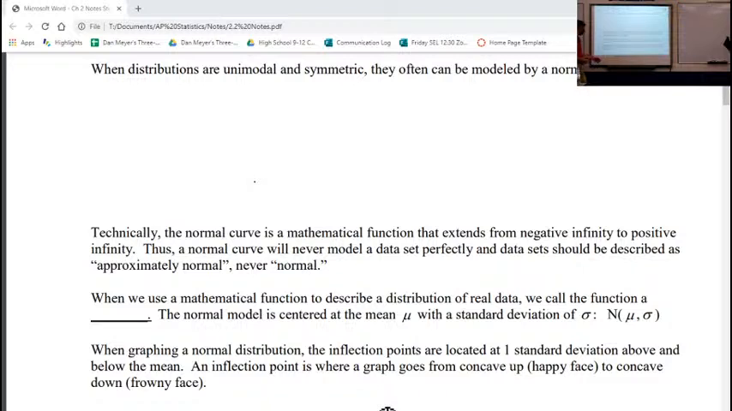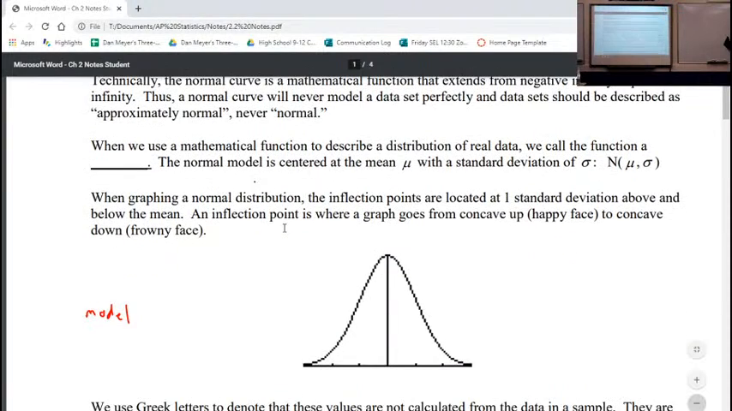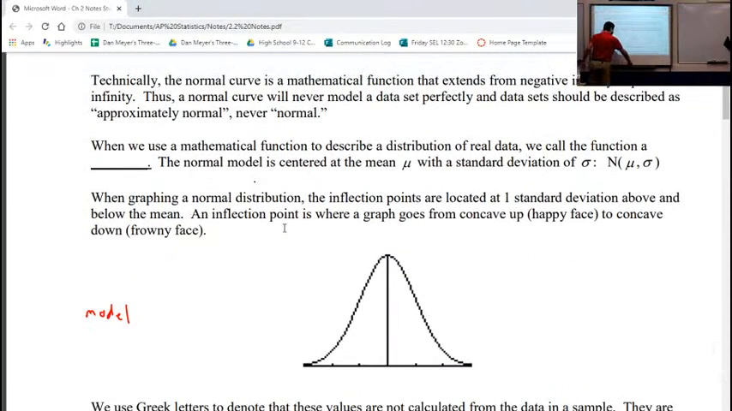All right. This is a model. So the normal model, the shorthand that we use to describe it, you'll see this occasionally. Usually you'll see it just written out, but occasionally you'll see N(μ, σ). So this says that we have a normal distribution with this mean and this standard deviation. That's just shorthand for the normal distribution with that mean and standard deviation. That just gives you directions for how to graph the normal curve.